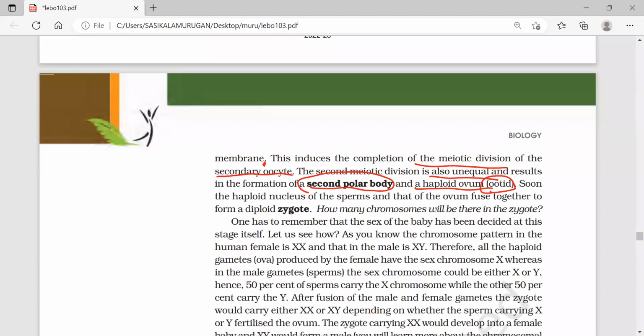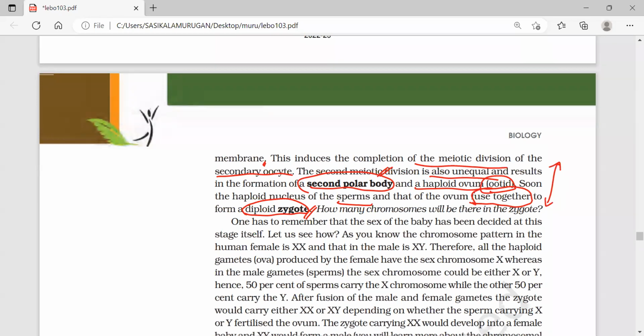Soon the haploid nucleus of the sperm and the ovum fuse together. Look at that. Only after the second meiotic division will they fuse together, and then the diploid zygote forms. Without the second meiotic division, the zygote is not formed. These are all very, very important key points. We can expect statement-based questions.